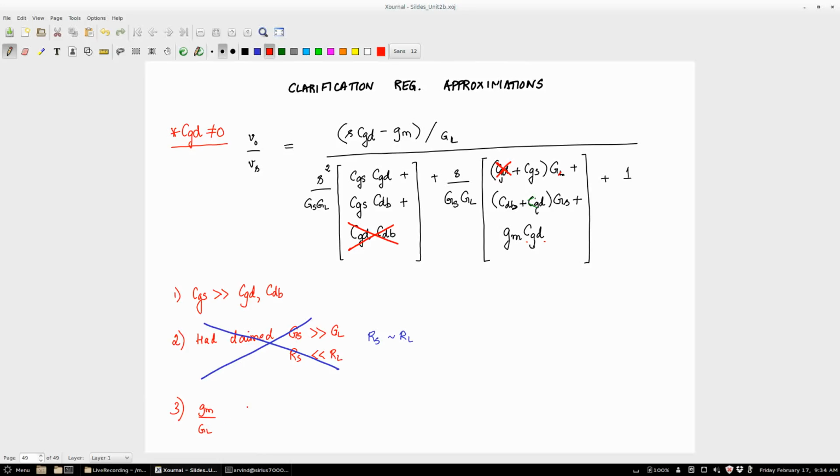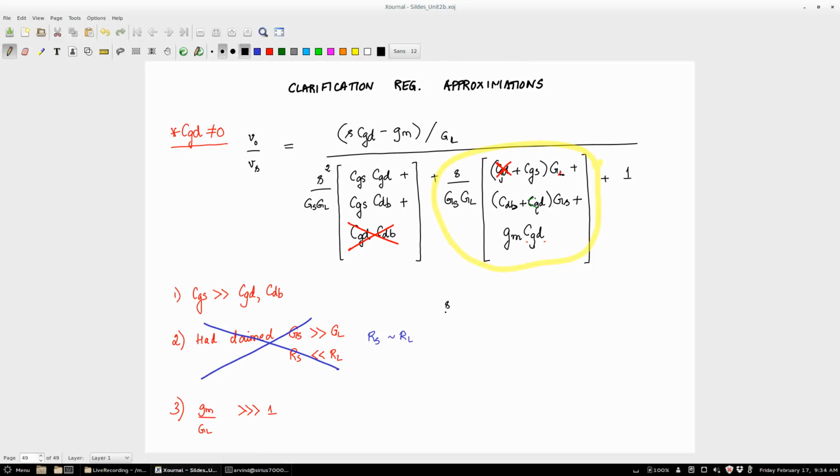The third thing we had not explicitly mentioned, but it is obvious because this is an amplifier. Can you say anything about GM by GL? Prakhar, GM by GL, is it small or large? It's going to be large, right? That's the gain of your amplifier. If that is not large, you can go home. There is no point doing all of this. So GM by GL is going to be much greater than 1. That's another thing, so now let's take this and simplify it in a slightly different way.